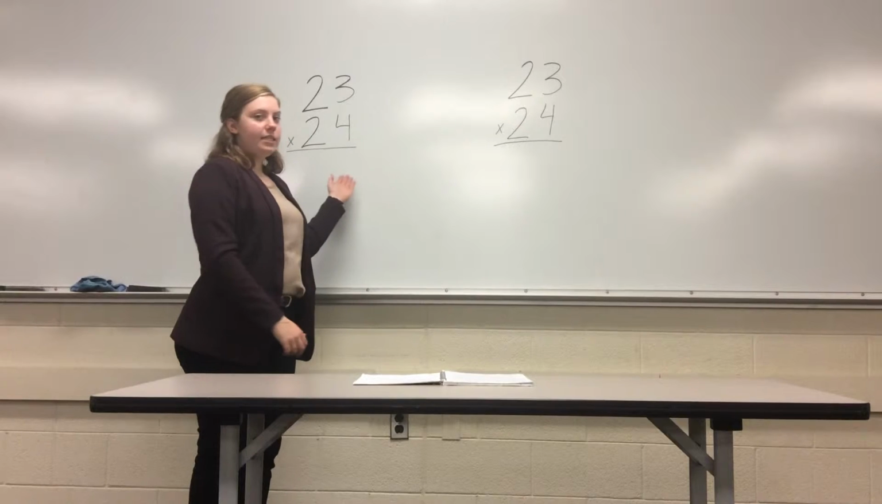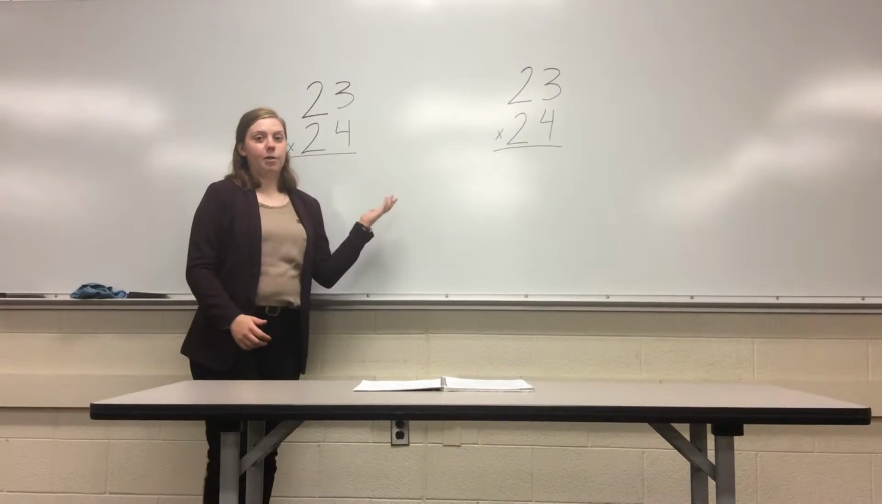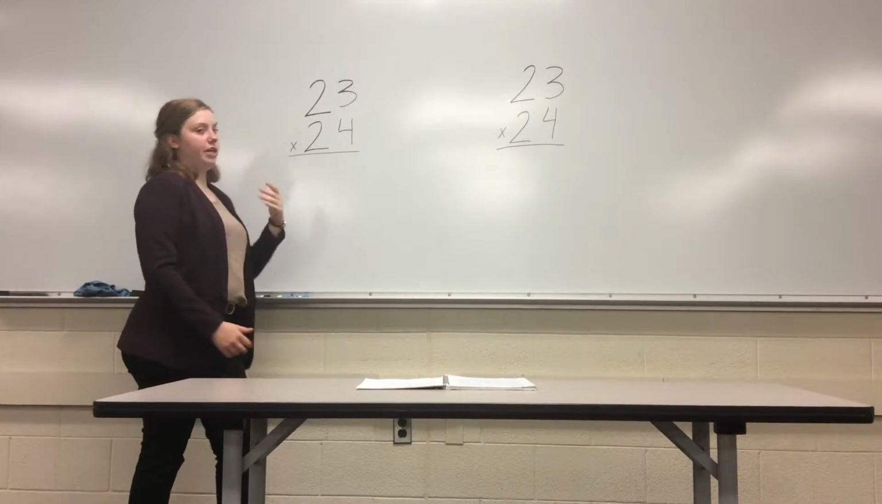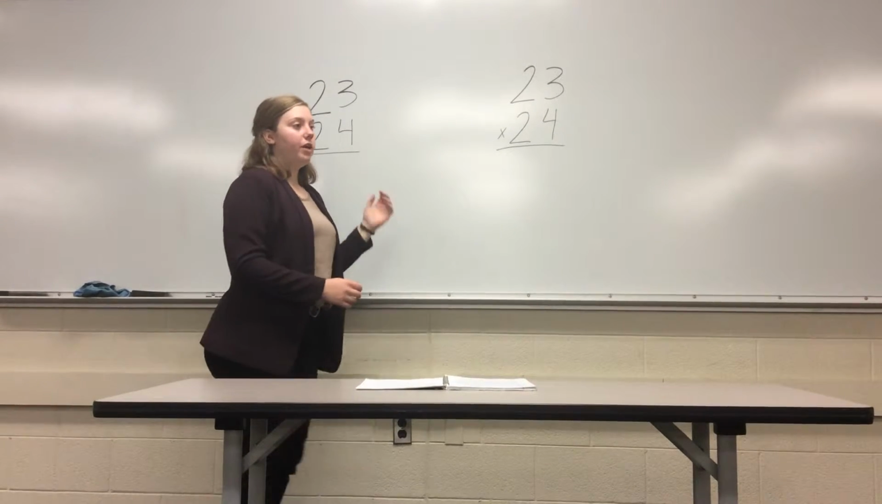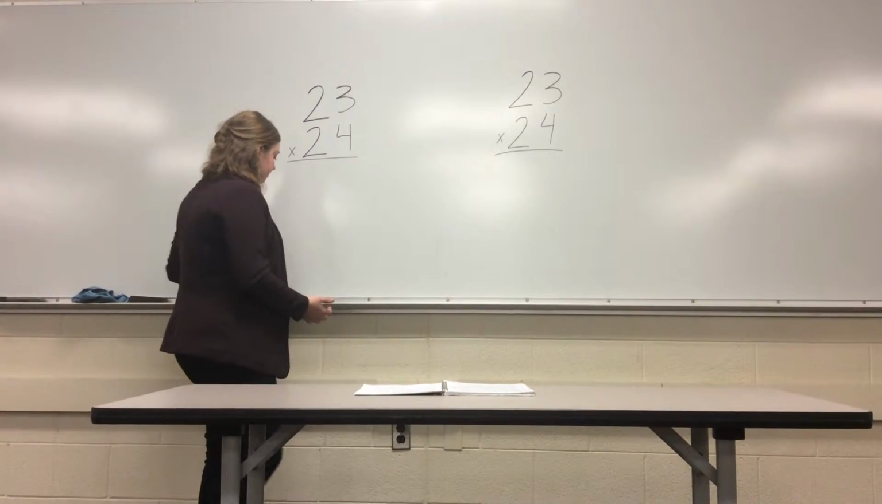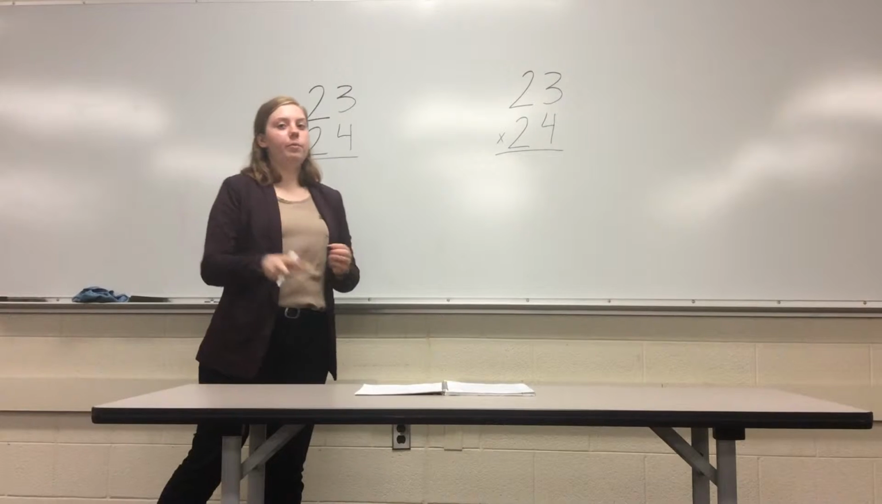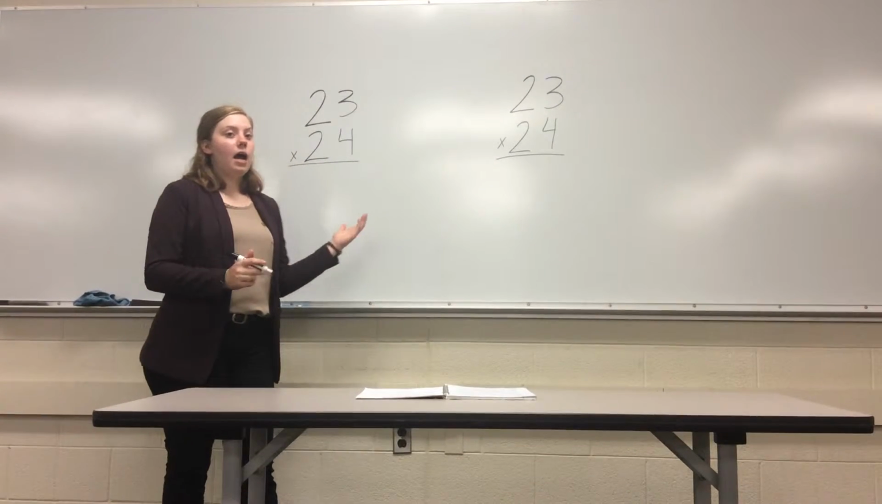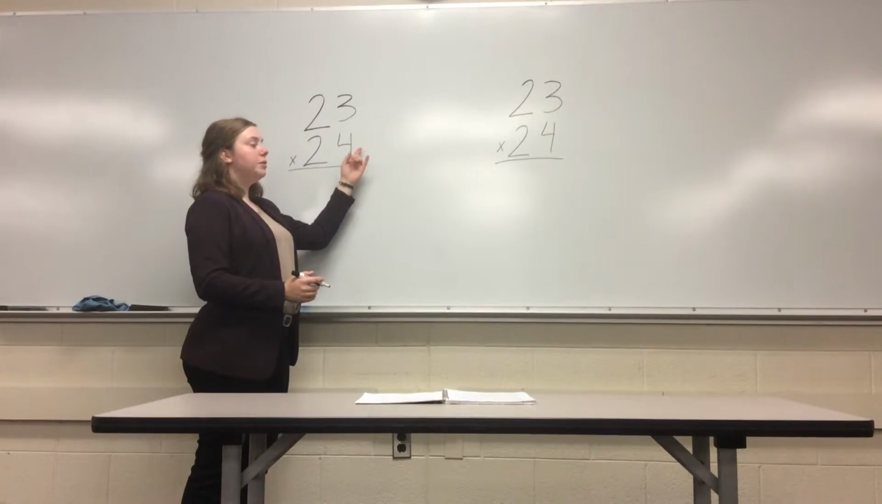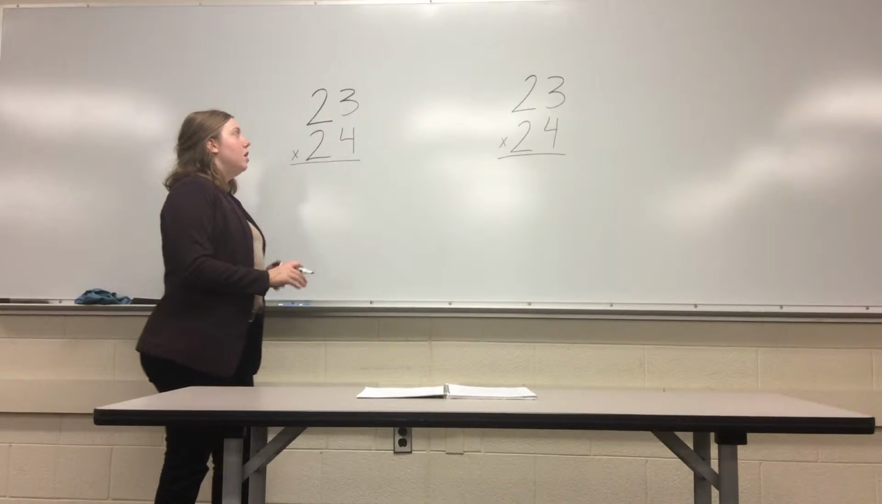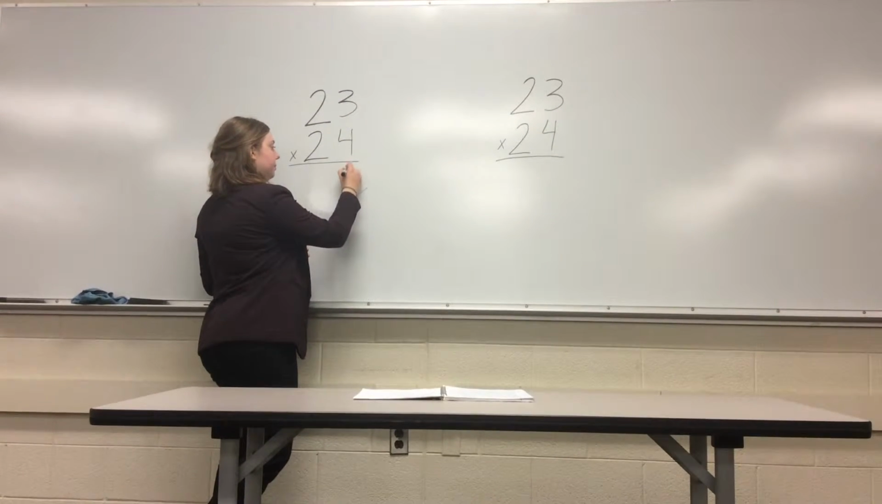As you can see on the board behind me, I have a problem. This is a two-digit by two-digit number, and we're going to multiply it in the traditional way. Generally, first we take our units and multiply them. So we'll multiply the 4 by the 3, which equals 12.